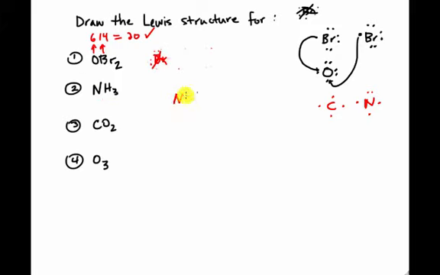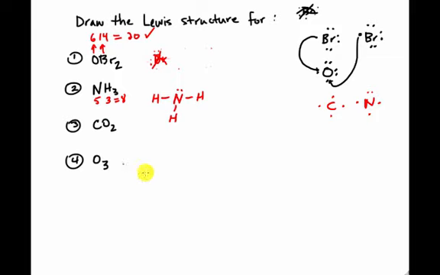Okay, so now ammonia. Nitrogen in the middle, hydrogens all around. I have 5 valence electrons from the nitrogen. I have 3 from the hydrogens, so I have a total of 8 valence electrons to use. 2, 4, 6, 8. And there's my Lewis structure.